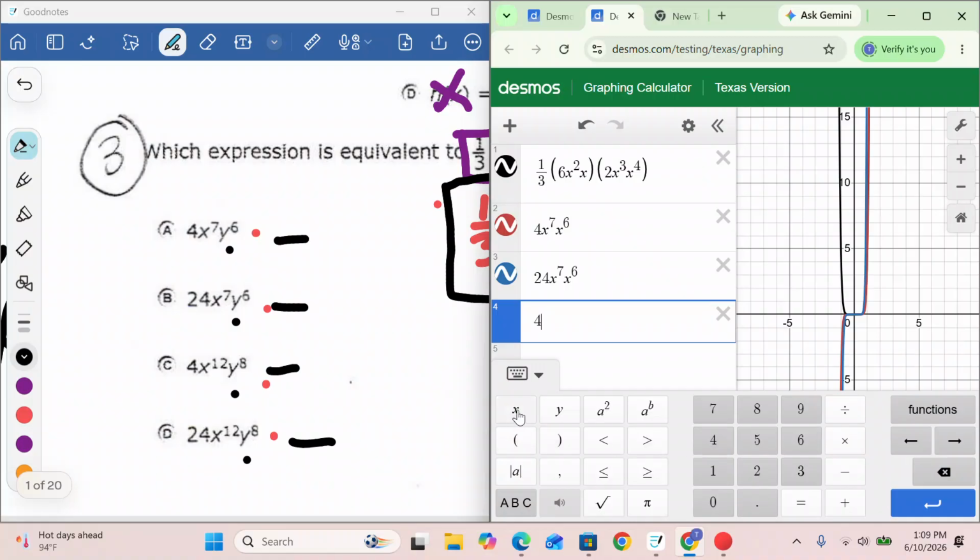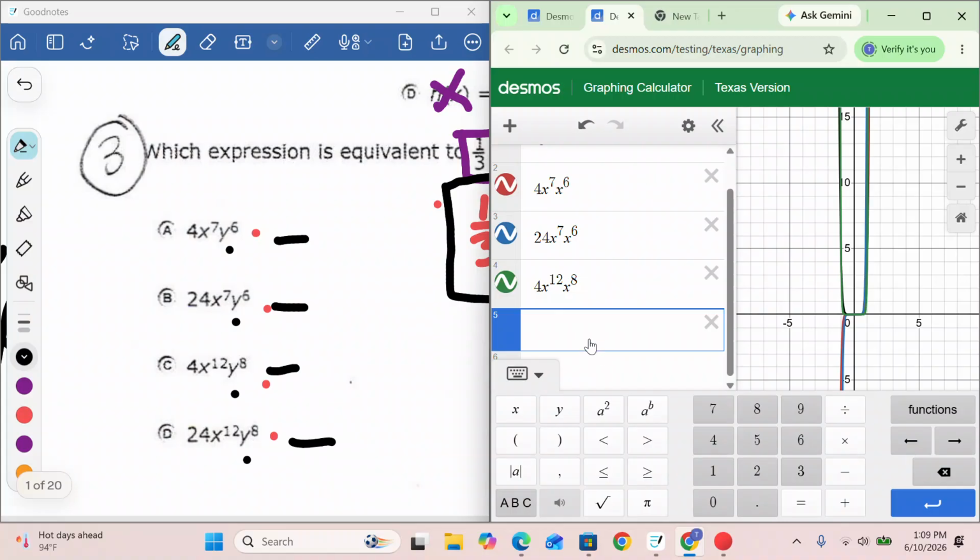4x AB to the 12th, space, x to the AB 8. And then the last one right here on number 5, I'm going to put 24 x to the AB, 12, space, x to the AB, 8. So I inputted a lot. I inputted this one, this one, this one, and this one.